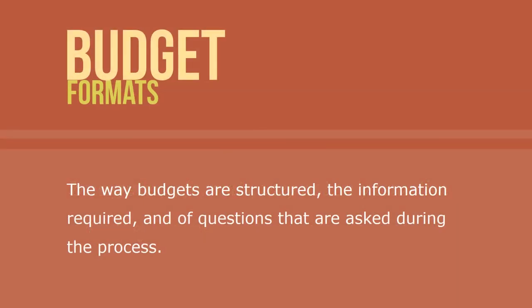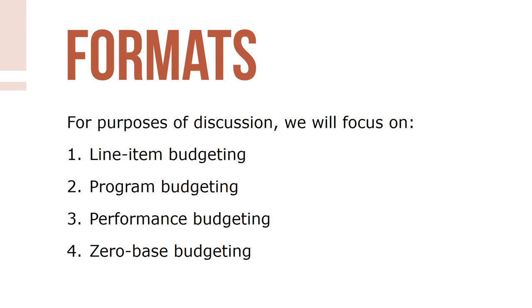When we speak of budget formats, we're talking about the way in which budgeting information is structured, the kind of information that is required to justify requests, and the kinds of questions that are asked during the process. For the purposes of this discussion, we'll focus on line item budgeting, program budgeting, performance budgeting, and zero-based budgeting as distinctly separate formats. In practice, most jurisdictions use several of these formats as part of their process.